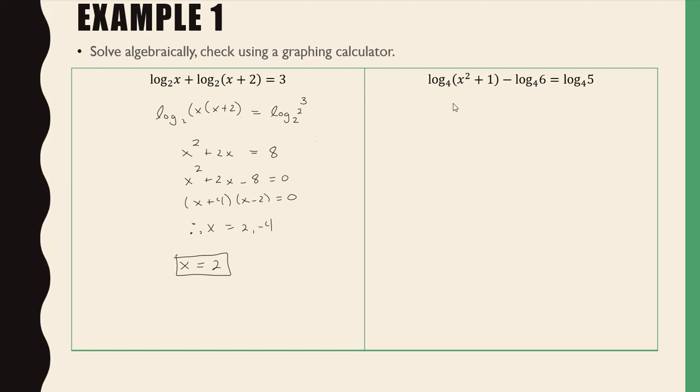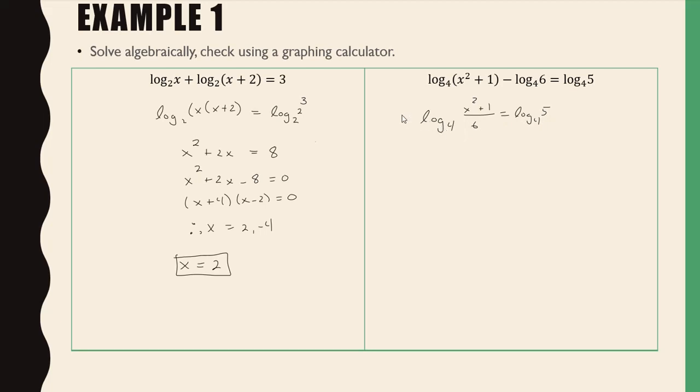For our next question, very, very similar. So here we have log base 4, log base 4, log base 4. It seems like if I write the left side into a single logarithm, I can get rid of the logs. So I'll rewrite this as log base 4. Now it's subtraction, which means I'm going to do a division between these. So I get (x squared plus 1) all over 6 equals log base 4 of 5.